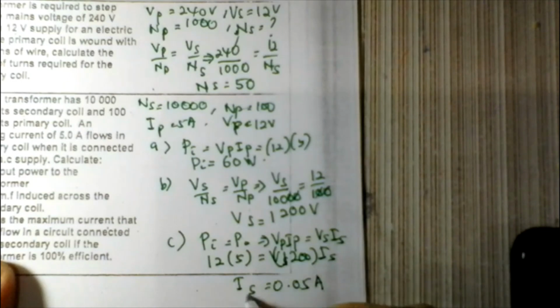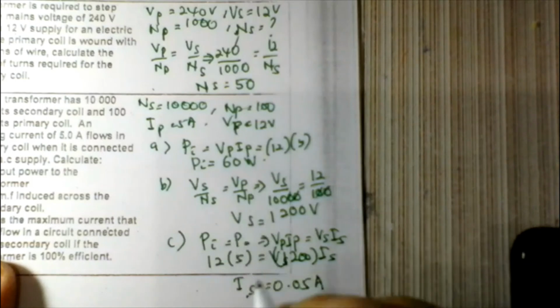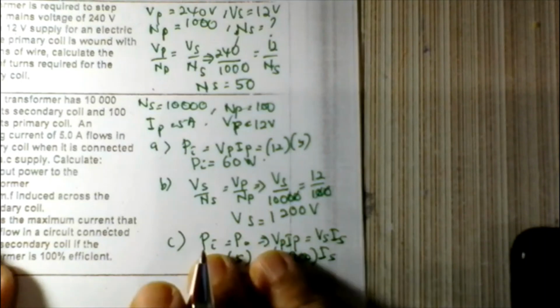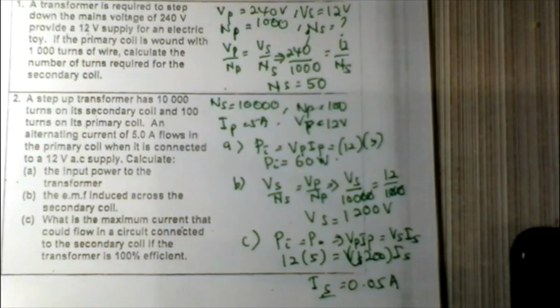So you can see the value of IS is smaller compared to IP, because a step-up transformer produces a larger induced EMF. So the larger the induced EMF, the smaller the induced current. Okay, so that's all for the topic transformer. You must go and do more exercises on this, especially the essay questions. Okay, we continue next time.